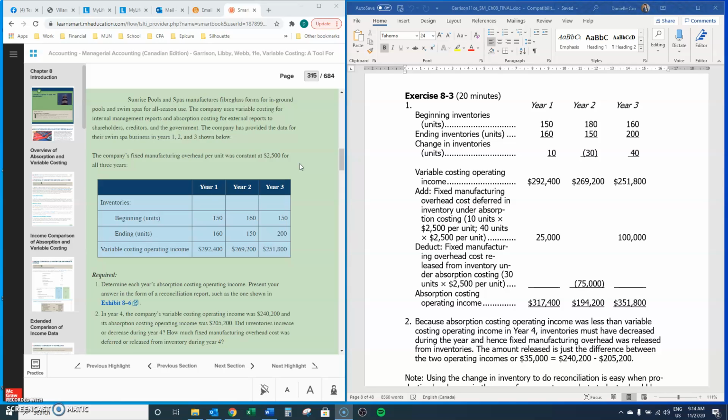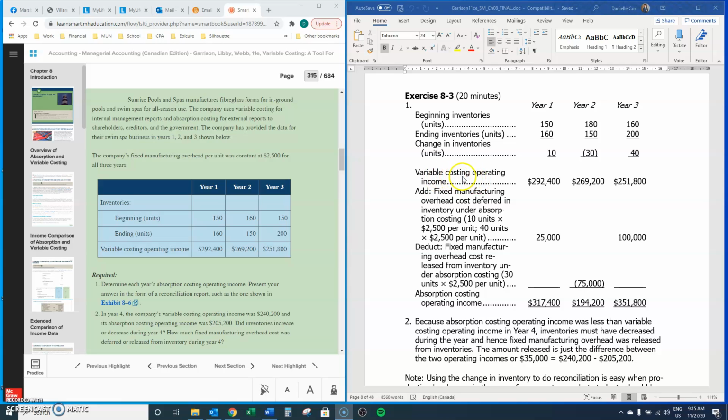Now, typically in a question, you will either be given the cost per unit, or you will be given the total fixed manufacturing overhead and the number of units, in which case you just divide to get the cost per unit. So we have beginning and ending inventory in units, and we have the amount of variable costing. So we have to determine the amount of absorption costing operating income in the form of a reconciliation report. I'm just going to step down to this part of the solution.